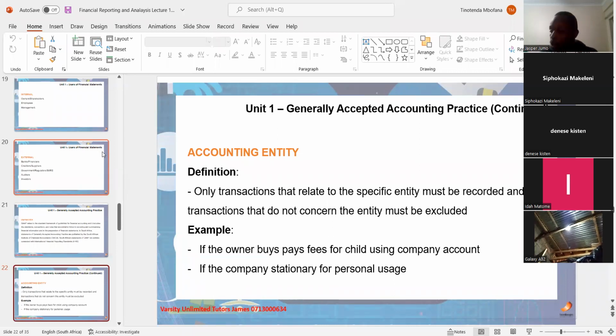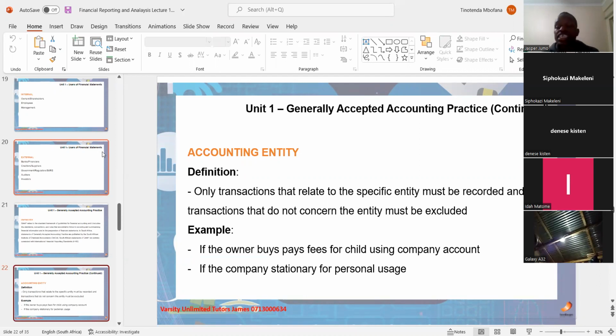So for example, if I bought some stationery, this is a typical example now. If I bought some stationery for the company, and then my kid, Tinashe, comes in and takes some of the stationery and uses it, we have to remove that stationery from TKV because it's no longer under TKV. No one at TKV Enterprises has used that stationery. It has been used by my kid. So it's no longer part of TKV.